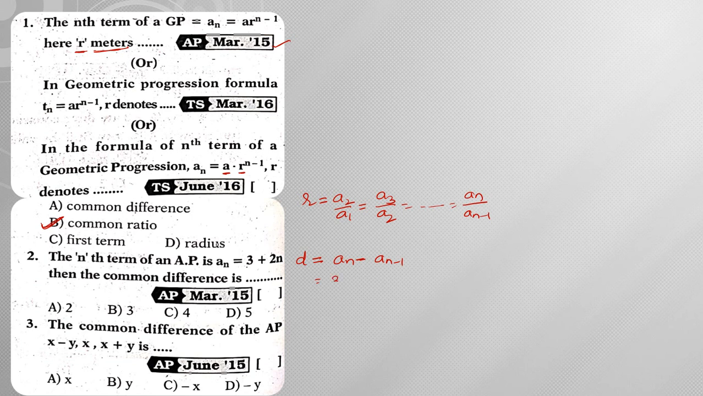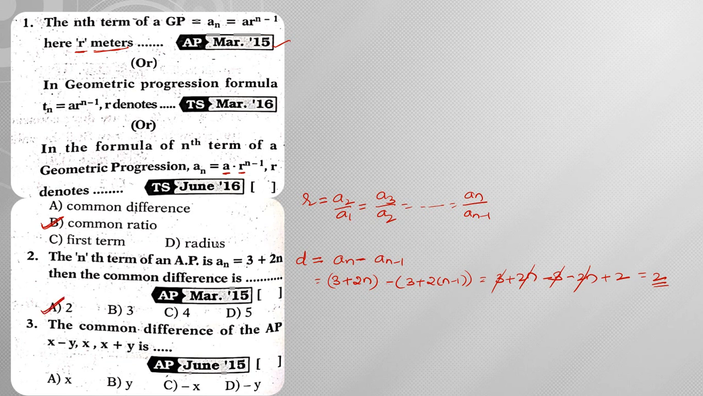So from this, (3 + 2n) - (3 + 2(n-1)). When I open it up, 3 + 2n, minus into 3 is minus 3, minus into 2n is minus 2n, and minus 2 into minus 1 is plus 2. On simplification everything gets cancelled, and the answer will be 2. From this you can conclude the common difference is 2 here.